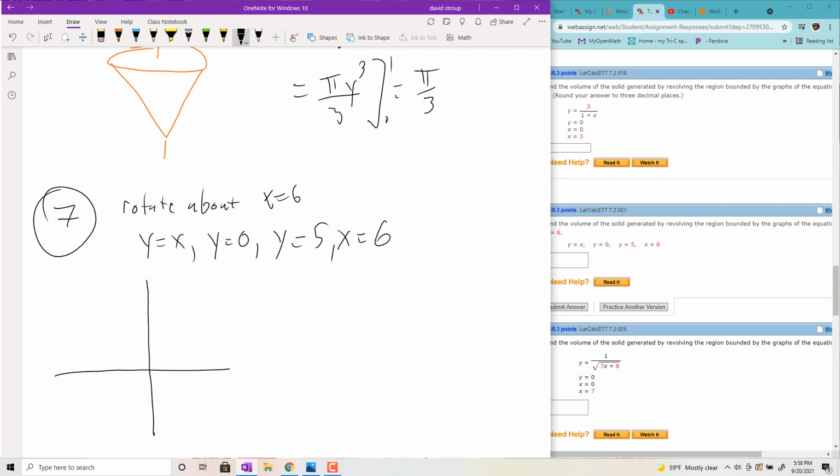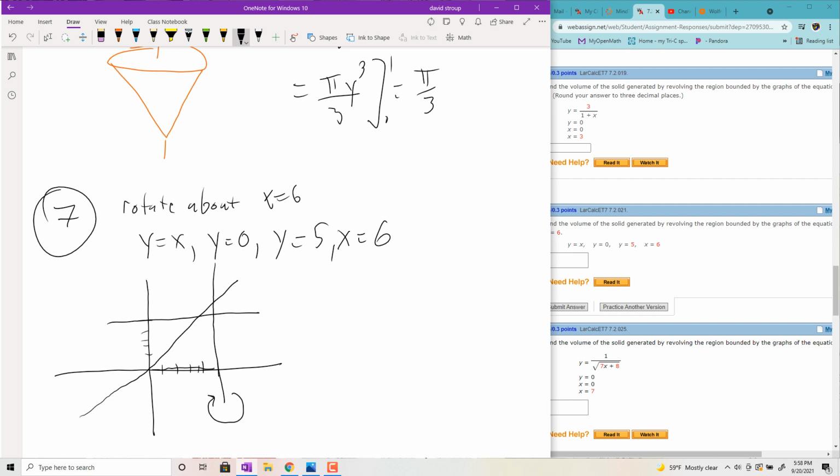So let's get the region. Y equals x is the diagonal. Y equals 0, of course, is the x-axis. Y equals 5, 1, 2, 3, 4, 5 is horizontal at 5. X equals 6, 1, 2, 3, 4, 5, 6 is this line. And they want to rotate about that line.